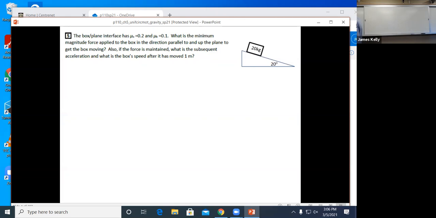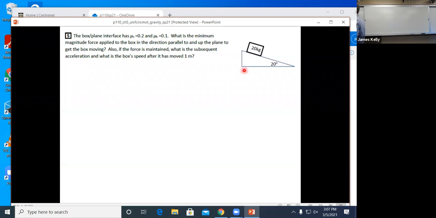So first question here is, what is the minimum magnitude force applied to the box in the direction parallel to the plane and up the plane? Okay, that means I'm pushing along the plane, but trying to push it up the plane. If the box is sitting there, how hard do I have to push? I push a little bit harder, a little bit harder until it starts budging up the plane. How hard do I have to push to get it moving? There's some minimum force I have to push with up the plane.